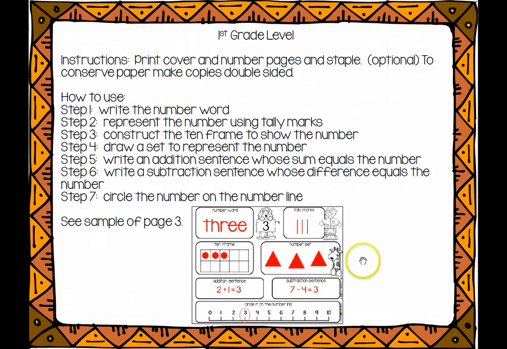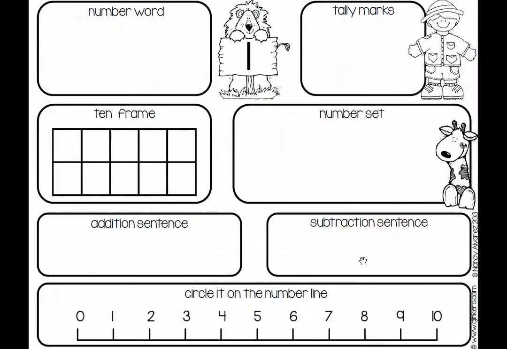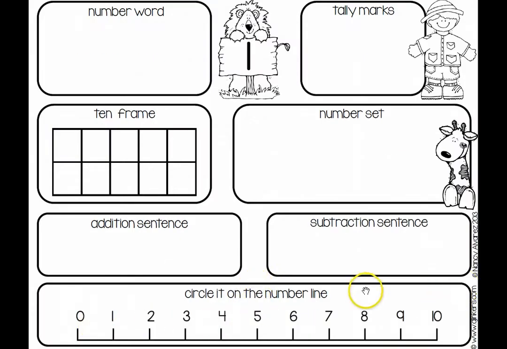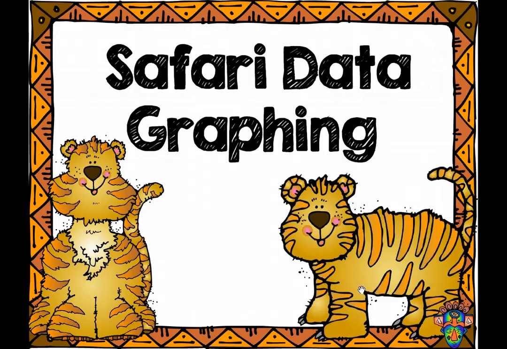For the 1st grade level, it's a little bit different, but not too much. It's just a little bit harder. Here, they don't have the word to trace. They actually have to write the word, spell it out by memory. Tally marks again, 10 frames, number sets. But here, they have to write an addition sentence that will equal 1 and a subtraction sentence that will equal 1. So here's an example of the number 3 page. And then they have to find it on the number line. These are all the pages, taking you through 1 through 10.